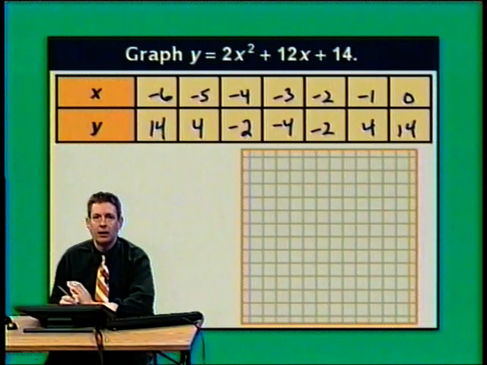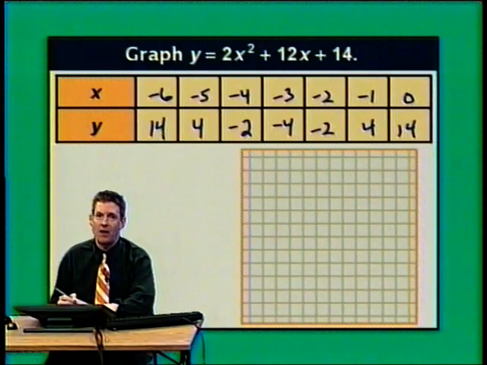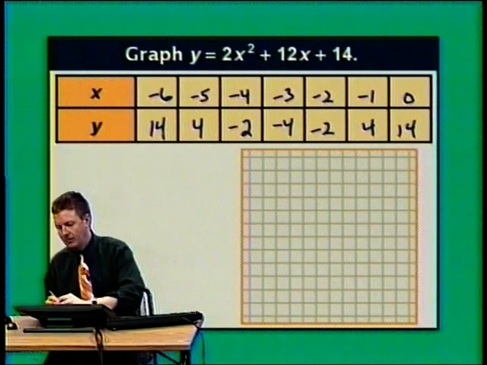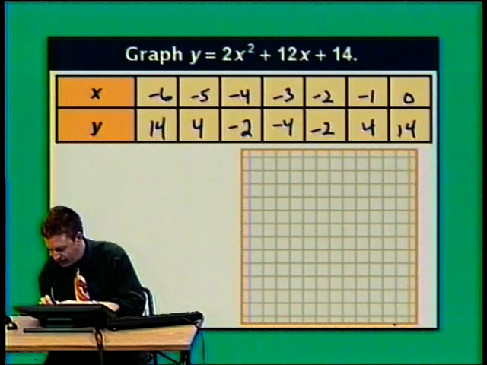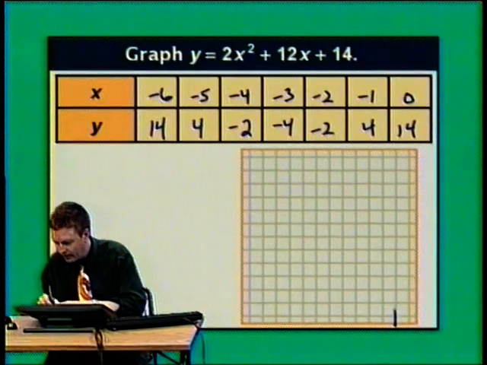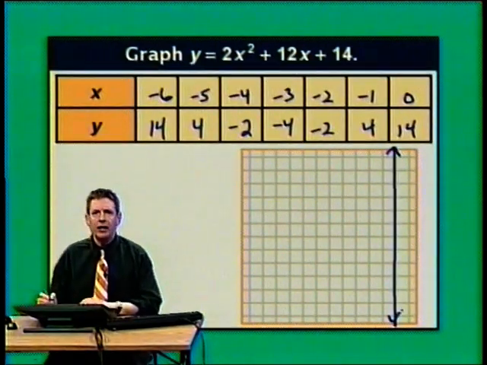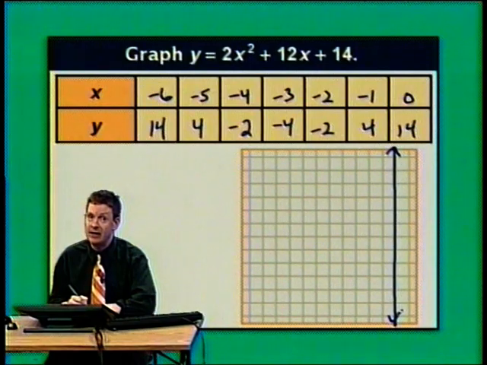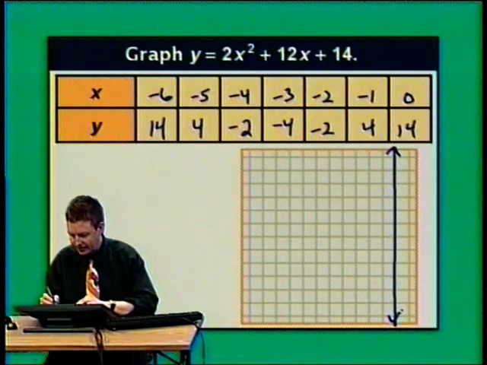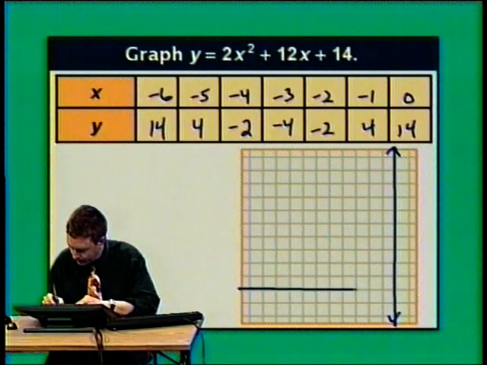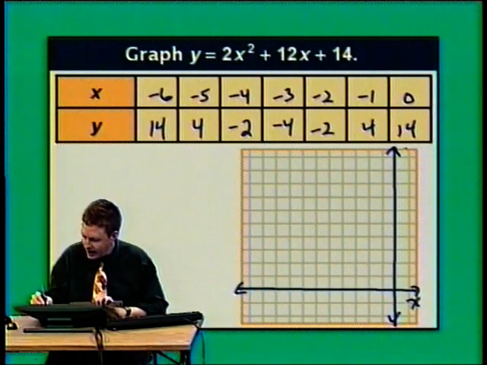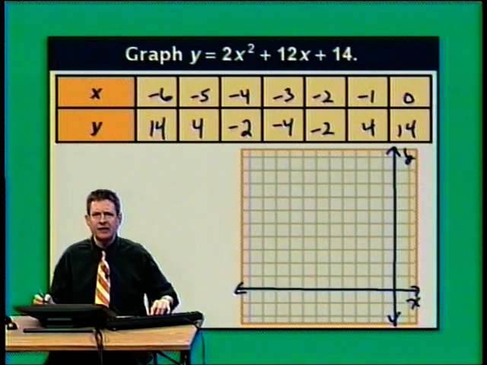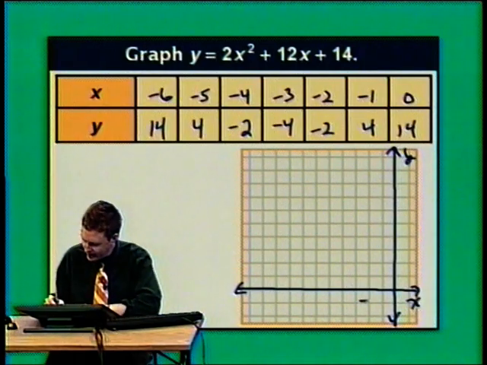Here's my grid. The x-coordinate of the vertex is far to the left of the y-axis. So my y-axis this time is going to go far to the right side of my grid. Looking at the y-coordinates, the lowest y-coordinate is -4. The largest y-coordinate is 14. 14's a heck of a lot farther from the x-axis than -4. So I want my x-axis close to the bottom of the grid. Labeling x and y, once again, a scale of 1's going to work just fine on the x-axis.